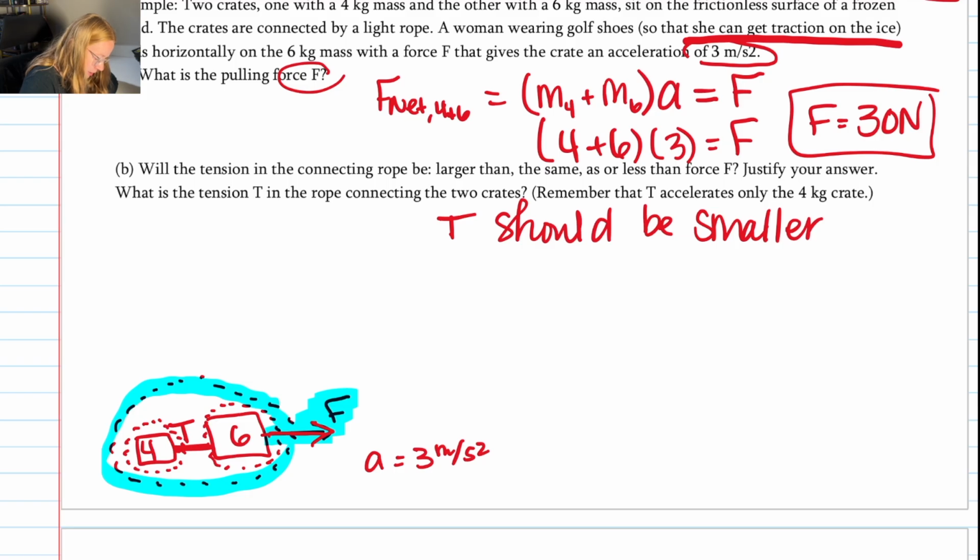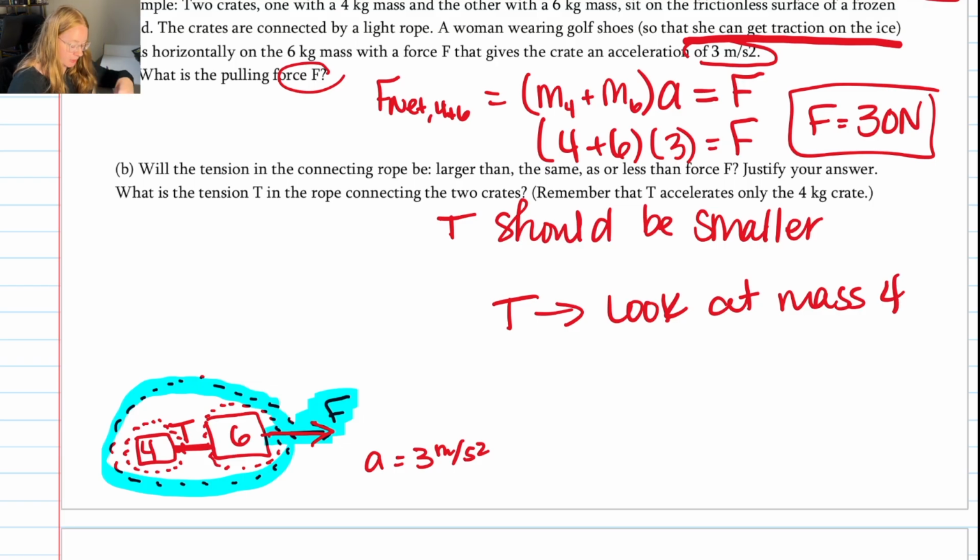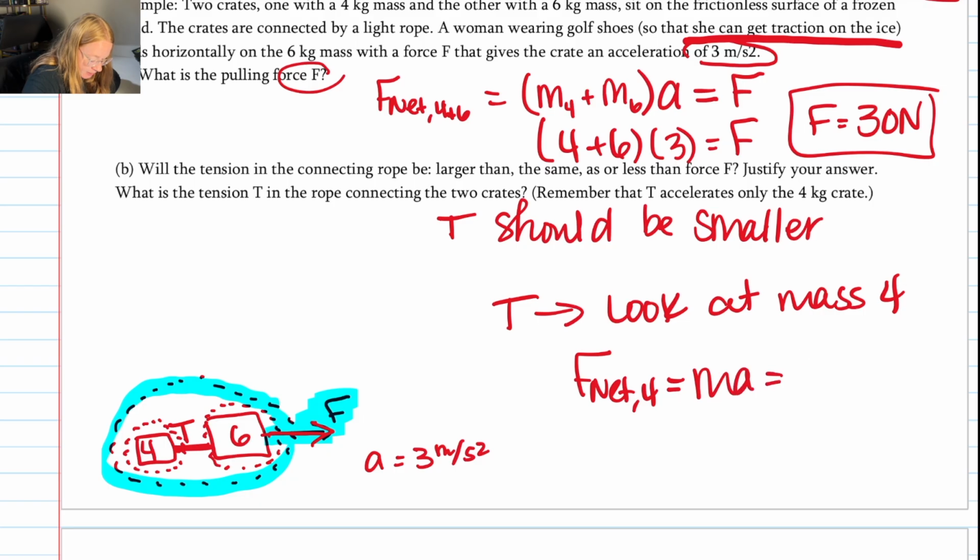So if we want to know the tension, think about what object you would really want to focus on. For tension, look at mass 4. That should give you the tension very easily because the only force coming out of that mass of 4 kilograms is the tension. So if we do an F net of just the 4 kilogram block, you just have one force, tension. That pulling force is not on the 4 kilogram block, it's on the 6 kilogram block, so you don't need to consider the pulling force at all.